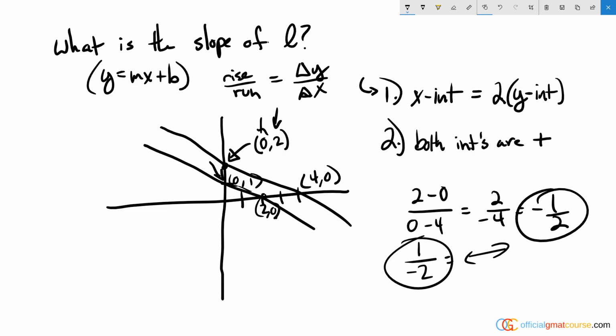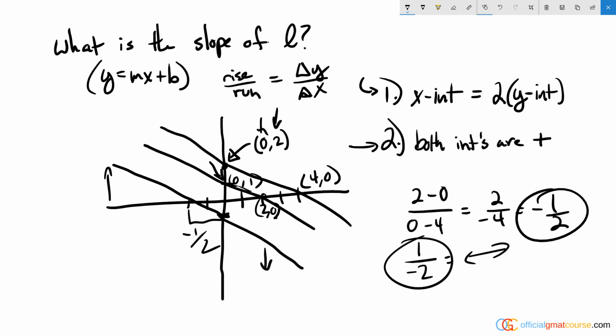Now, does it matter if they're positive or not? So let's try negative numbers. Well, if y is negative 1, then x would be negative 2. And what we notice is that this line is still sloping up to the left and down to the right, which means it is a negative sloping line. And if we calculate this, we'll find out that again, the slope is negative 1/2.